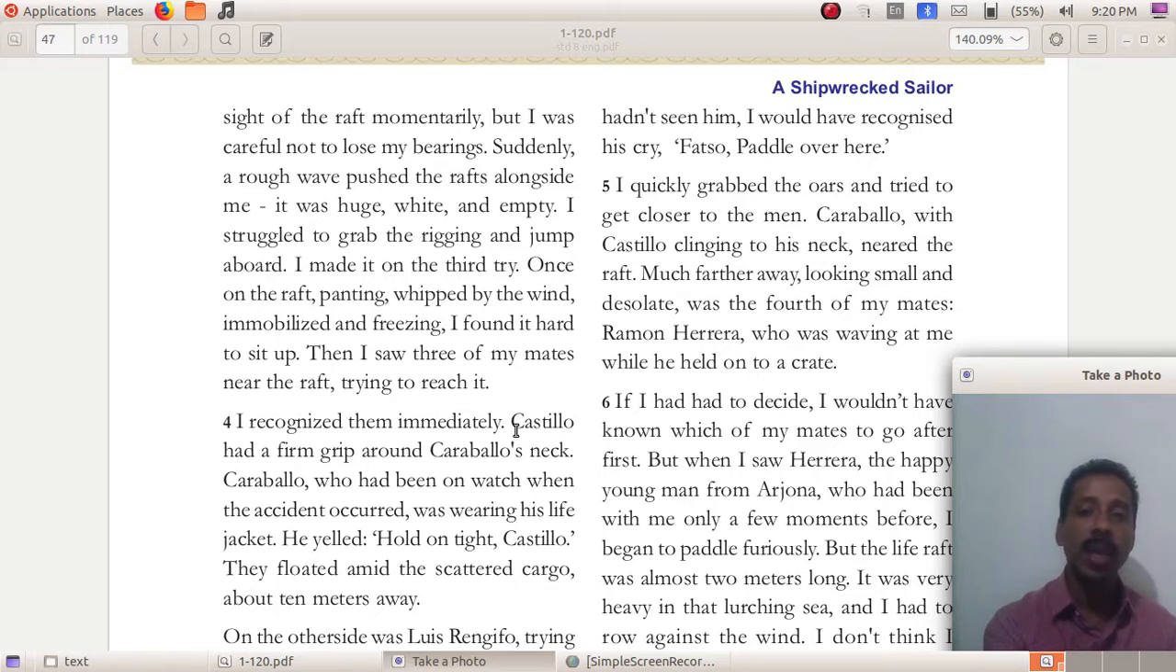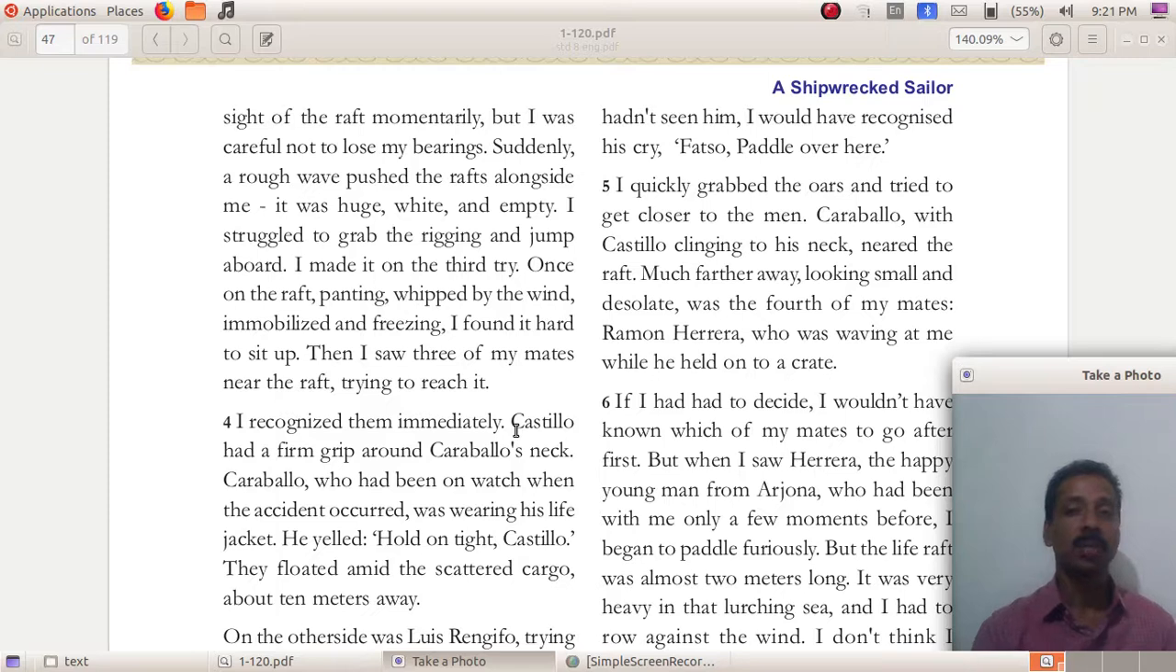Much farther away, looking small and desolate, was the fourth of my mates, Ramon Herrera. So the fourth one. So Castillo, Carabello, Rengifo, and now the last one, Ramon Herrera, who was waving at me while he held on to a crate. He was waving at me. Why was he waving? That may be to reach near him and to save him.